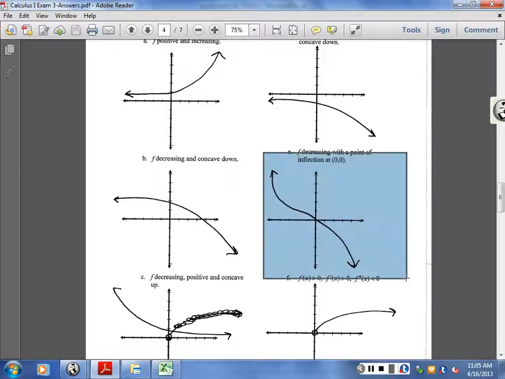Inflection point. Some of you had some crazy functions there. It has to be decreasing, and it has to have an inflection point at 0. An example of a function like this would be minus x cubed.